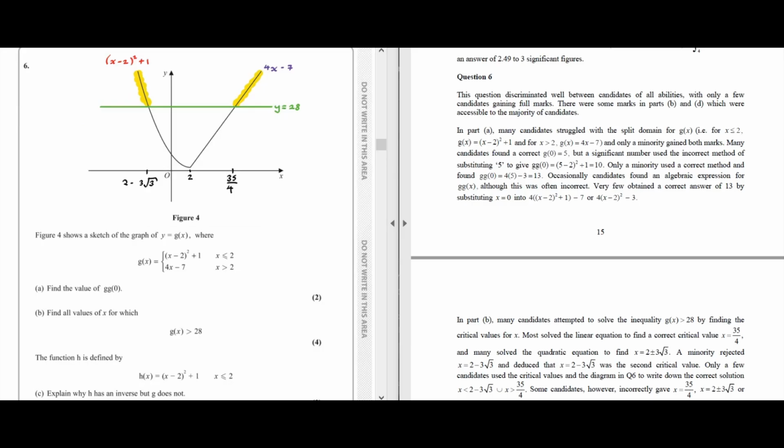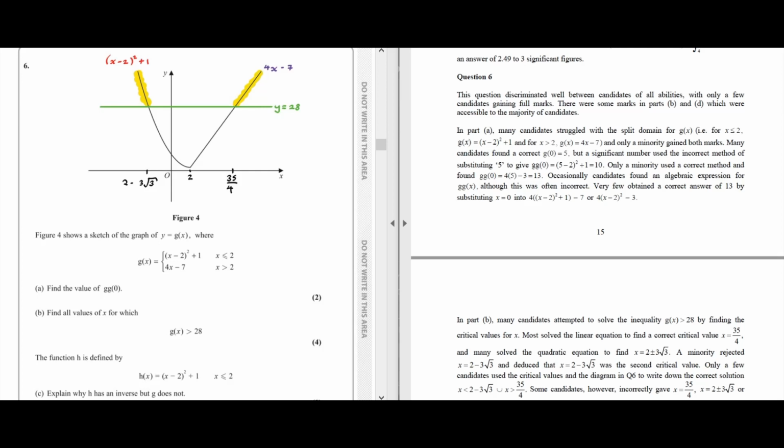Question 6, examiner report: it discriminated well between candidates of all abilities, with only a few candidates gaining full marks. There were some marks in Part B and Part D which were accessible to the majority of students. Now in Part A, where we had to find the value of g(0), many candidates struggled to split the domain for g(x), as shown here, and only a minority gained both marks.